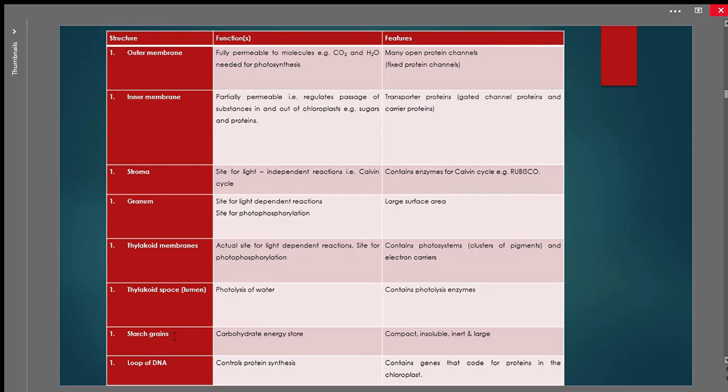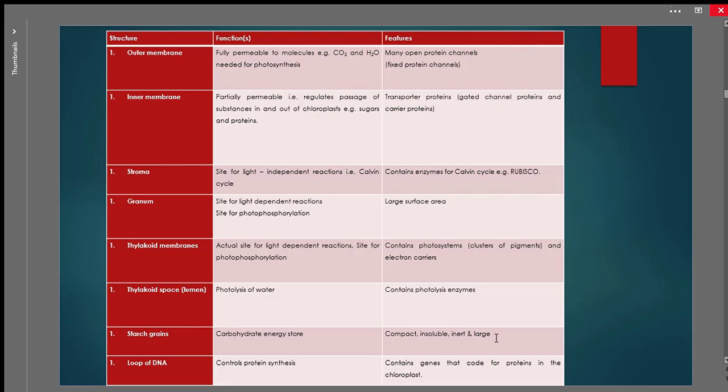Now we have the starch grains. These are the carbohydrate energy store molecule. It is compact, as I said earlier, insoluble, inert, and large. The importance of being insoluble and inert is that this characteristic prevents it from affecting the osmotic properties of the cells, meaning the cells do not gain or lose water because of the presence of starch. Unlike glucose, which is soluble and has osmotic effects on the cells.